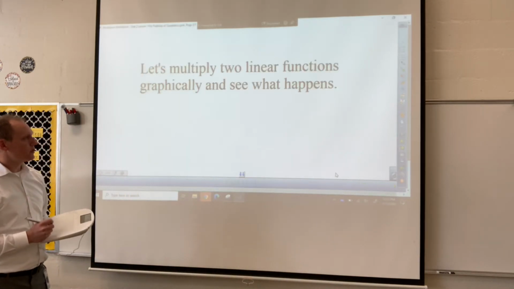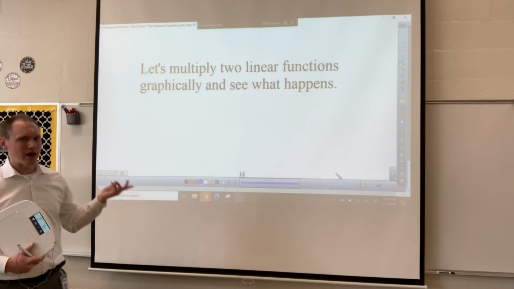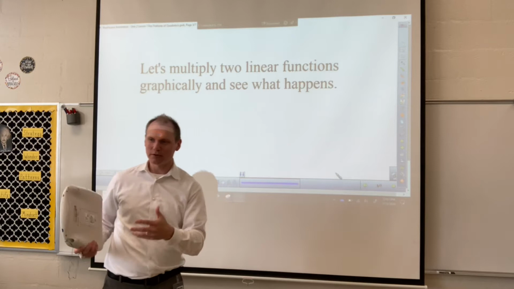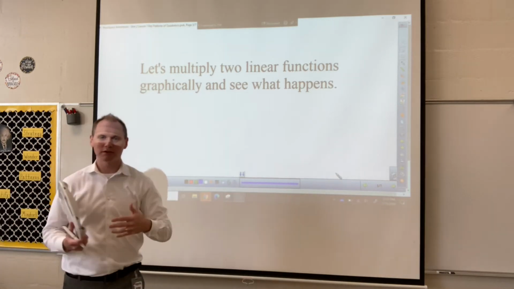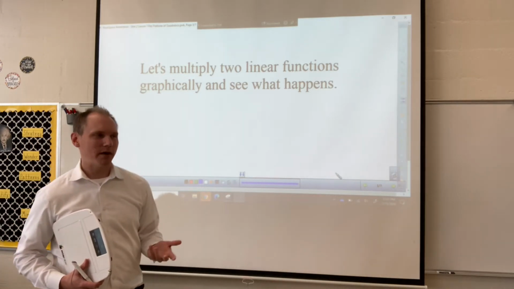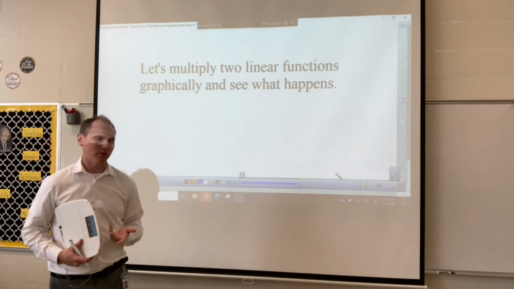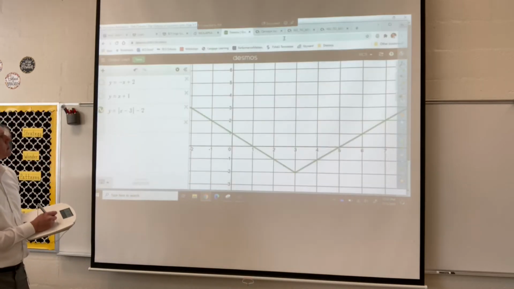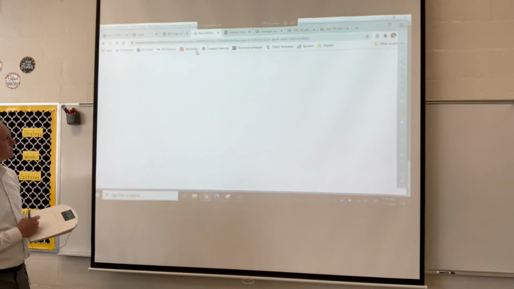So when we think about multiplying graphically, I know that sounds weird because you're used to just multiplying numbers, multiplying expressions, those kinds of things. So you probably haven't thought about how to multiply graphically. So that's what we're going to start with today. So I'm going to pull up this little interactive here and let's see what we can do.